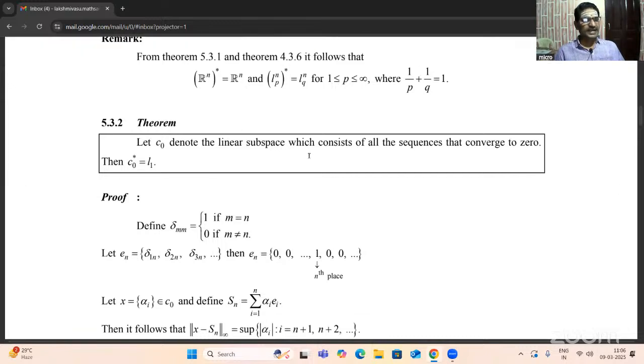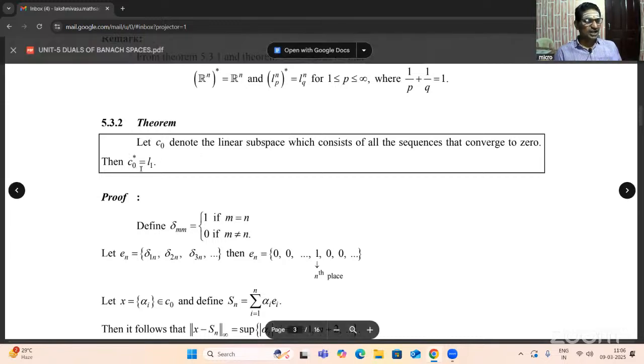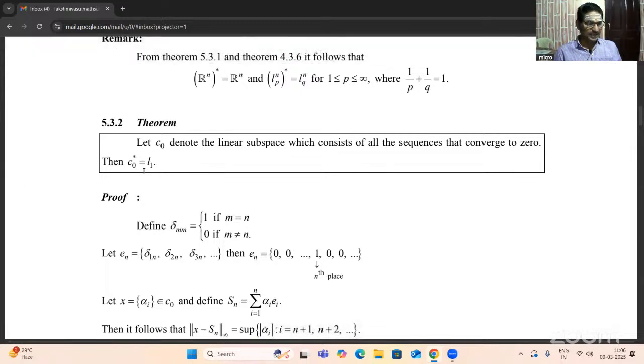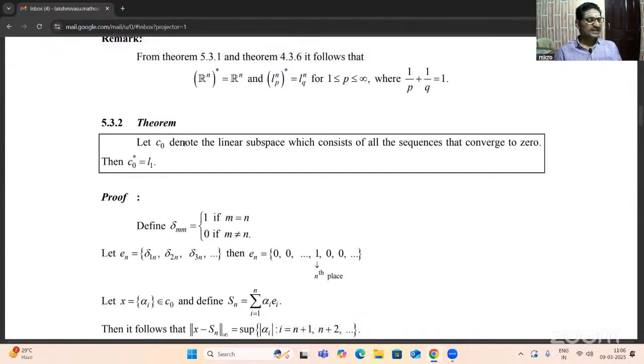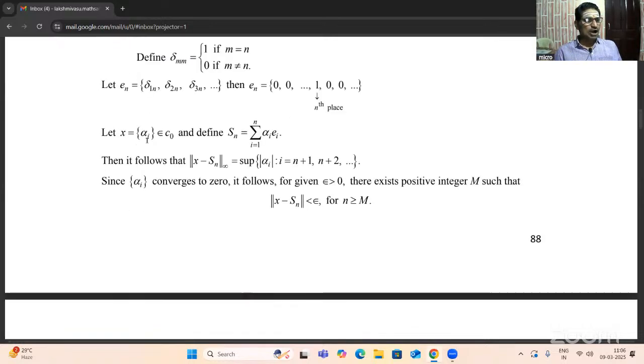What is c naught? Sorry, it is the linear subspace which consists of all the sequences that converge to 0. So the dual of c naught equals the dual of the space of all sequences which converge to 0, and that dual is l1. First of all, how to prove this one?